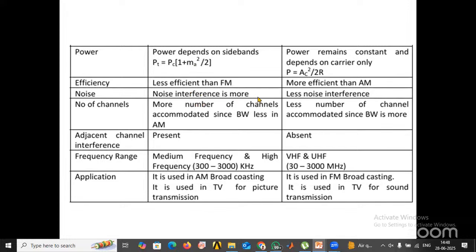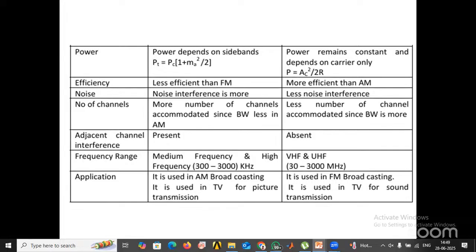AM modulation has more interference with noise, whereas FM modulation has less interference with noise. In AM modulation, a larger number of channels can be accommodated. In FM, fewer channels, because each channel requires a large bandwidth. In case of AM, a small bandwidth is sufficient.